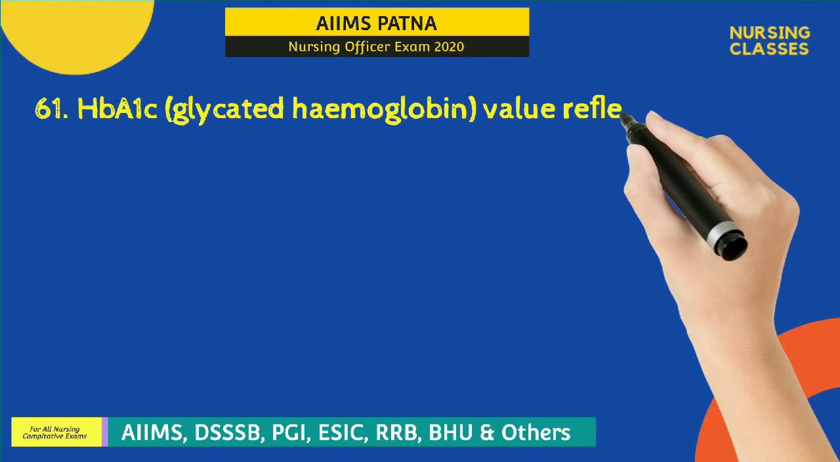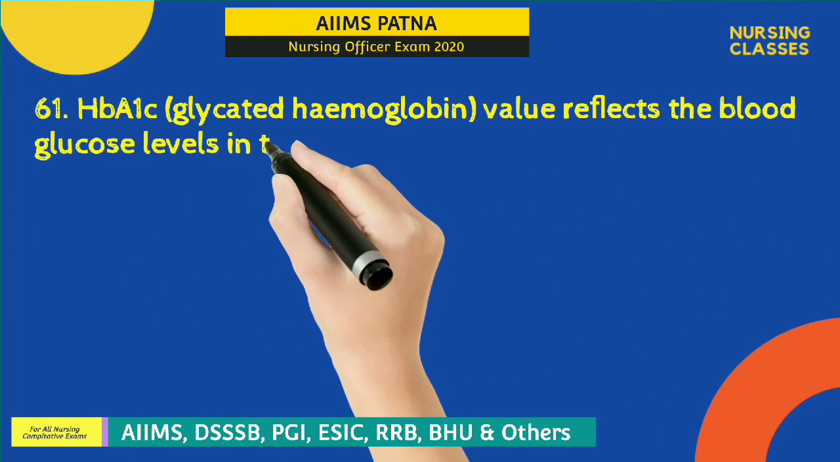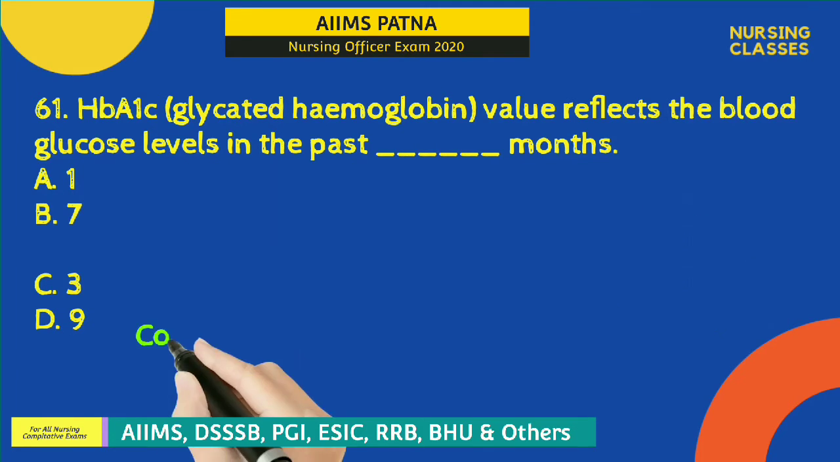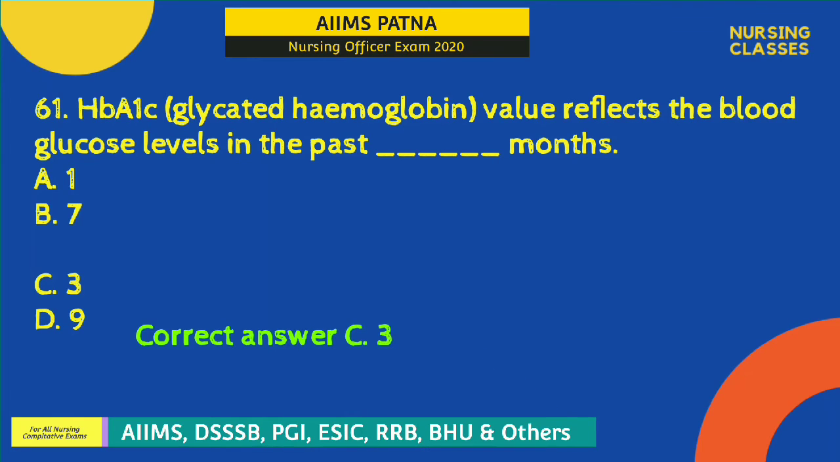61. HbA1c, glycated hemoglobin, value reflects the blood glucose levels in the past dashed months. A. 1, B. 7, C. 3, D. 9. Correct answer C. 3.